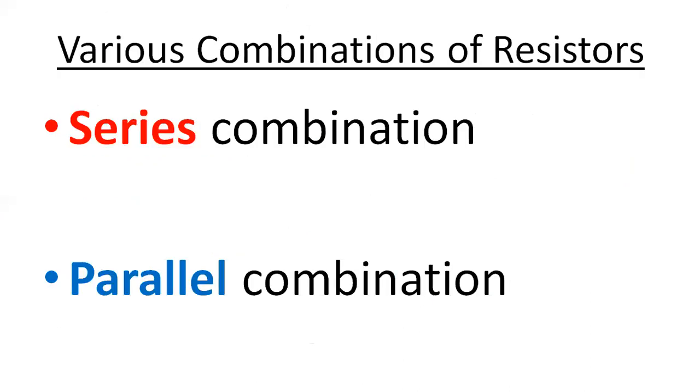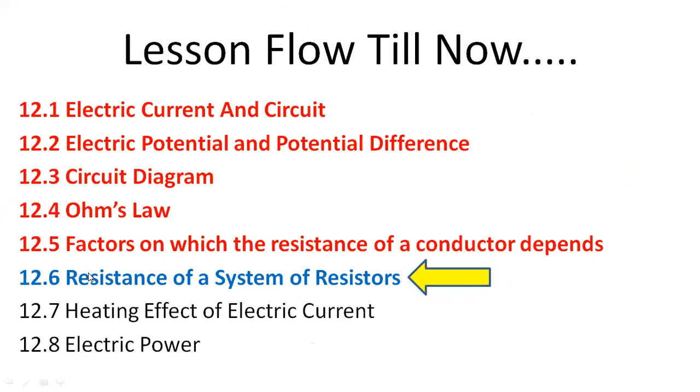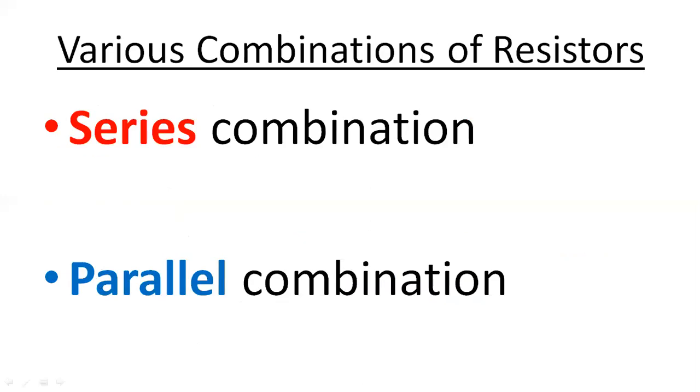So all this topic, that is 12.6, it is about combination of the resistances, how you can combine one resistance with another. So that is what we are going to learn in 12.6. Okay, how to combine resistance. So there are two ways in which resistance can be combined.